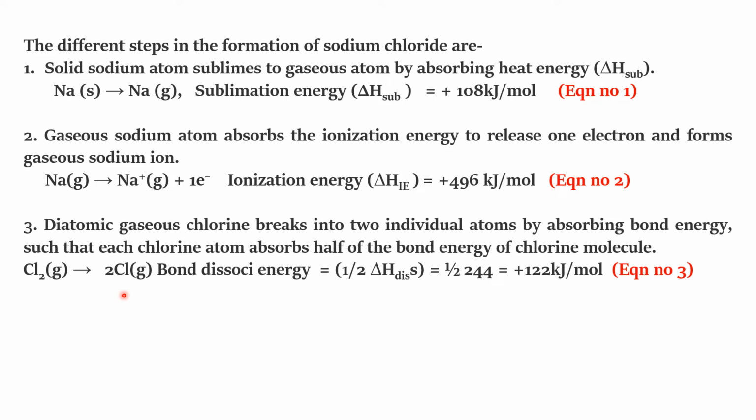So we have to consider half of the bond dissociation energy. See, one chlorine molecule breaks up to give two chlorine atoms. From that I am taking only one chlorine atom. So I have to take half the bond dissociation energy. That is half of 244. It is equal to 120 kilojoules per mole. So the third energy aspect is the bond dissociation energy associated with the formation of chlorine atom in the gaseous state.